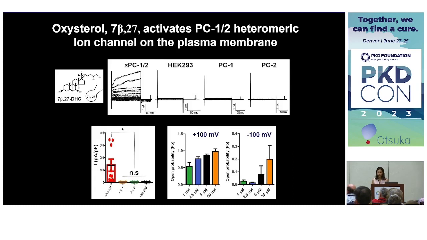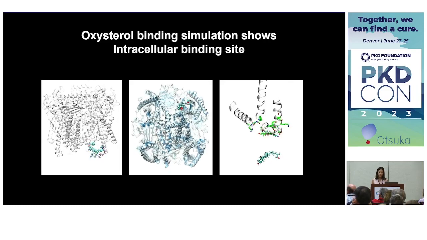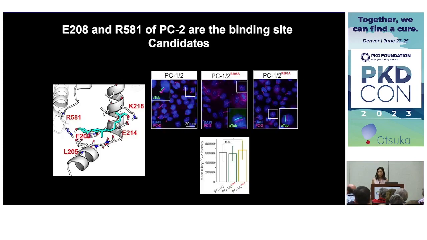It was quite surprising. After we found the activation, we wanted to know how this lipid can modulate the channel activity to conduct ions into the cells. So we ran a molecular simulation. You can see this video right here. We simulated oxysterol binding, treating with the oxysterol in the cytoplasm, and we were able to find two key amino acids in the PC2 subunit, glutamate 208 and arginine 581. We hypothesized that these key amino acids form a lipid binding pocket in PC2.